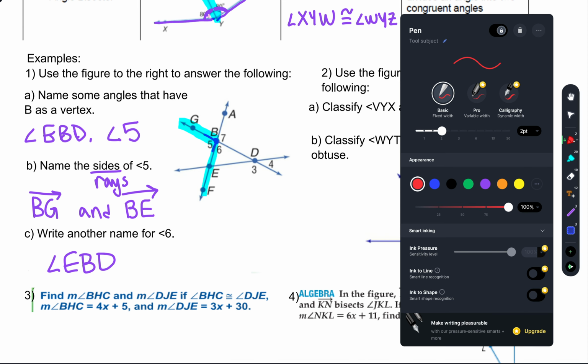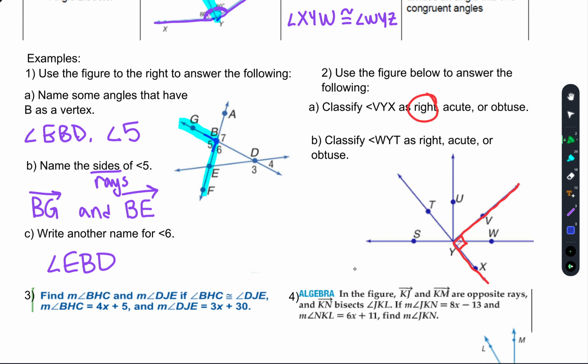And then what about the next one here, WYT? Let's highlight that one, WYT. Right, acute, or obtuse? Obtuse. It is obtuse. Why do we know? Just looks like it, right? It looks like it's bigger than 90.